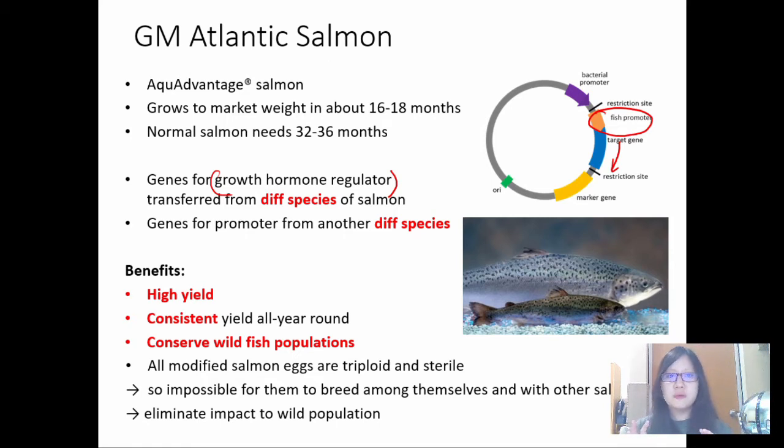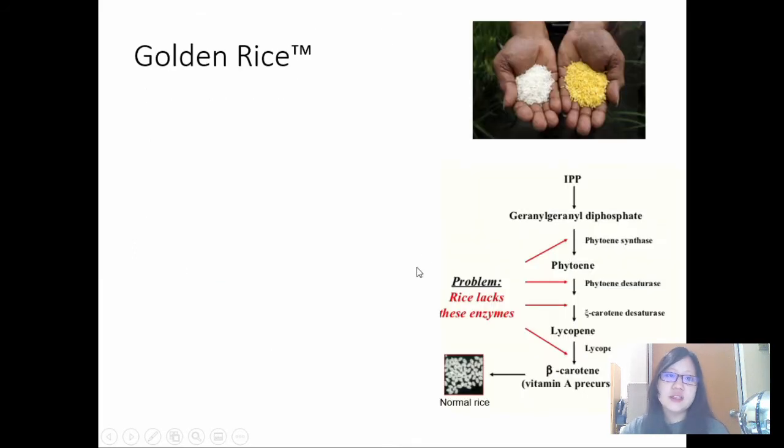So we're not going to go through them right now, but I'm going to touch a little bit on them in two videos. Today, we're focusing on plants. This is all you need to know about GM and Atlantic salmon. Let's go to the next example, which is golden rice, trademarked, patented technology, as I said again.